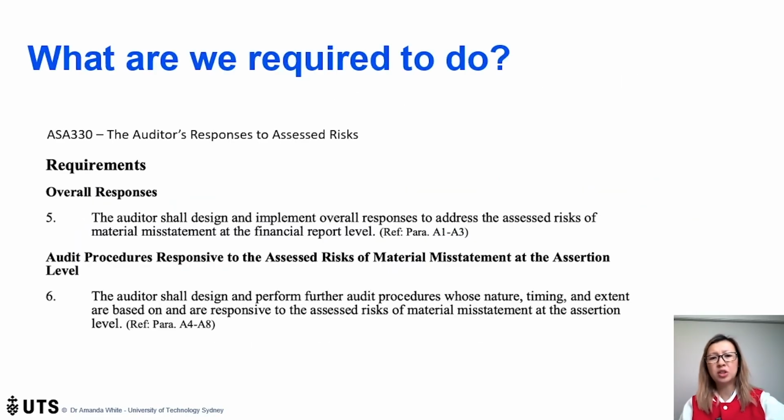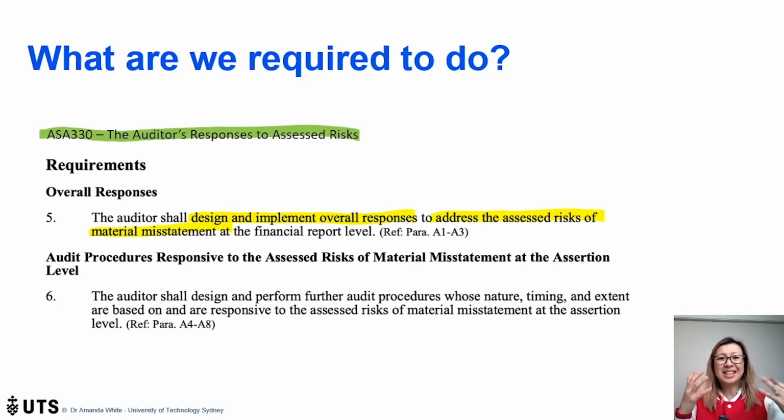So what are we required to do? I'm introducing a new standard here, one that we haven't looked at yet, which is ASA 330, and it's even called our responses to risks. So what we have to do is we have to design and implement responses to address the assessed risk of material misstatement. So where we think there is a significant risk or a high risk of material misstatement, we need to have a response. And what does it mean by response? Well, response means some plan to check whether that risk did actually result in misstatements or not.